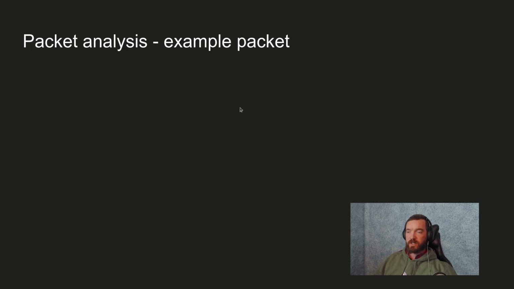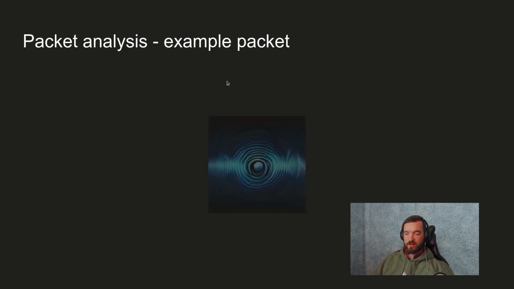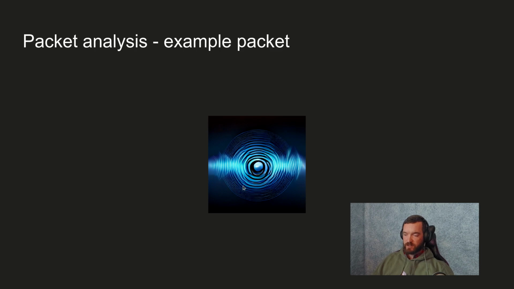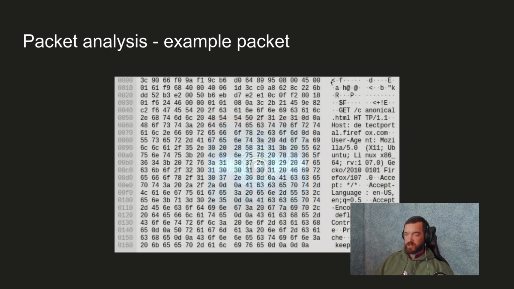So now I'm going to show an example packet. First, I'm going to assume it's Wi-Fi. This is supposed to be radio signals, and those radio signals get converted into bits. And this should look familiar. This is just a hex dump. We've been looking at this on your computer as files, but it's actually a great way to represent packets as well.